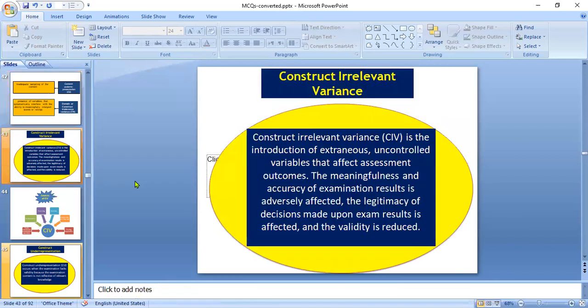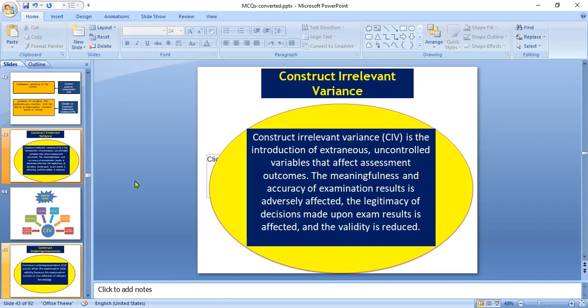So construct-irrelevant variance is the introduction of extraneous uncontrolled variables that affect the assessment outcomes. The meaningfulness and accuracy of examination results is adversely affected. Meaningfulness means that the purpose for which we are taking the exam, we often do not actually achieve. And the legitimacy of the decision made upon the exam result is affected and the validity is reduced.